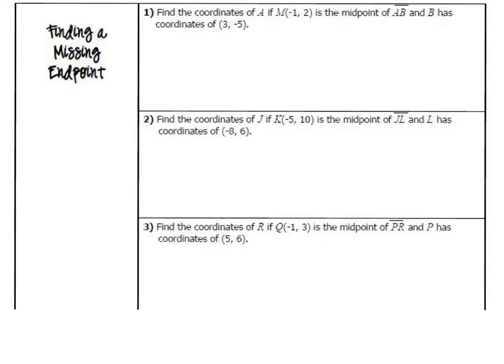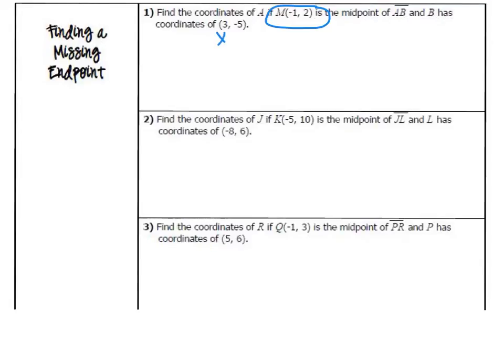Alright, for this next set of problems, you're going to be finding a missing endpoint. Example 1: find the coordinates of A if M(-1, 2) is the midpoint of segment AB and B has coordinates (3, -5). Alright, so notice here that the midpoint is given. Remember, that's the answer in the formula for midpoint. And B has coordinates (3, -5).